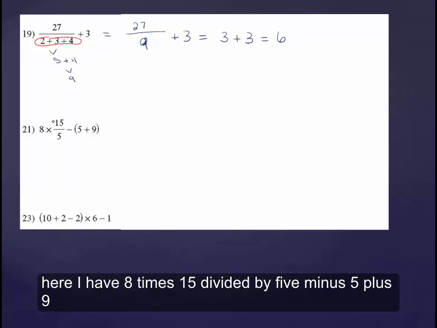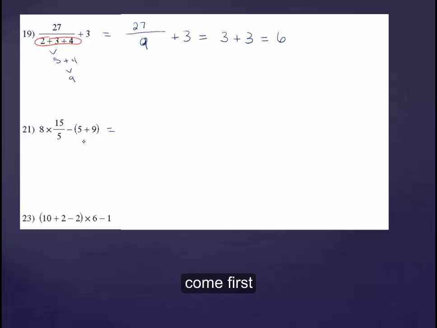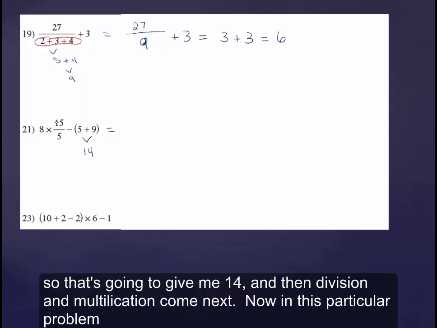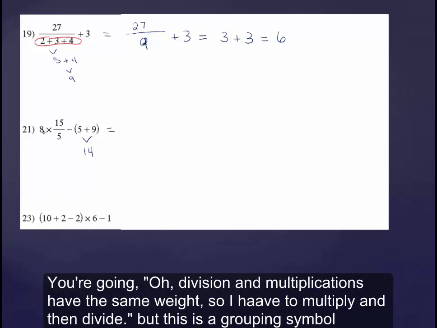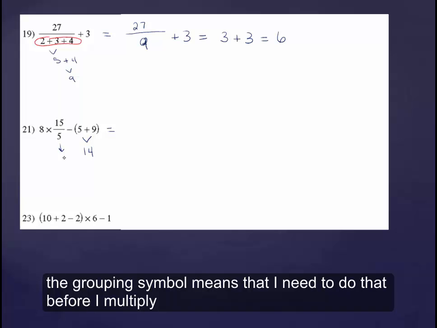Here I have 8 times 15 divided by 5 minus 5 plus 9. Parentheses come first, so that's going to give me 14, and then division and multiplication come next. Now in this particular problem, you're going, oh, division and multiplication have the same weight, so I have to multiply then divide, but this is a grouping symbol. The grouping symbol means that I need to do that before I multiply.